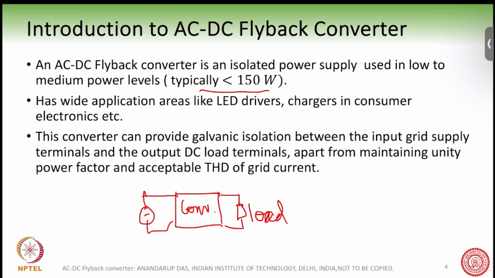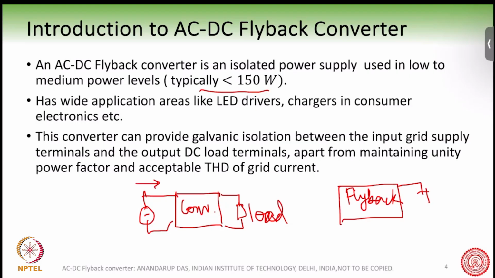But now, this current which was drawn from the AC grid had to be at unity power factor or close to unity power factor, and good THD of less than 5% in this current. Now, in addition, this is the flyback converter here.